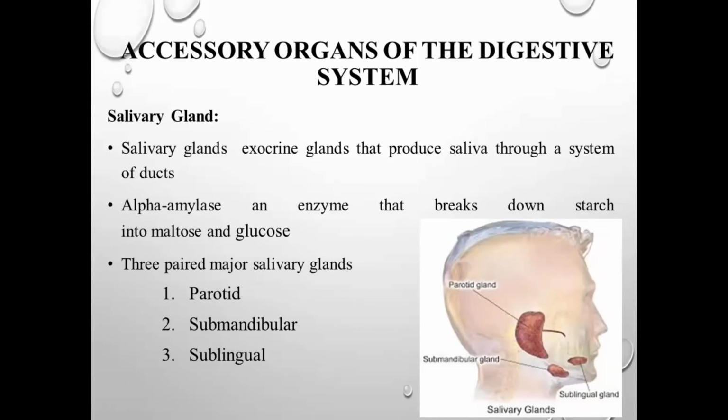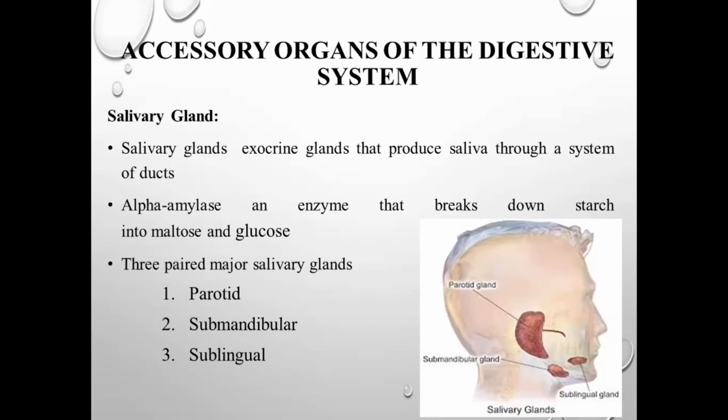The salivary gland produces saliva through the duct. Saliva is rich in alpha amylase, an enzyme used to break down carbohydrate, or starch, into maltose or glucose. So in the mouth itself, the digestion of carbohydrate takes place with the help of alpha amylase. If you can't remember alpha amylase, you can simply say salivary amylase, which is used for the digestion of starch into maltose and glucose.